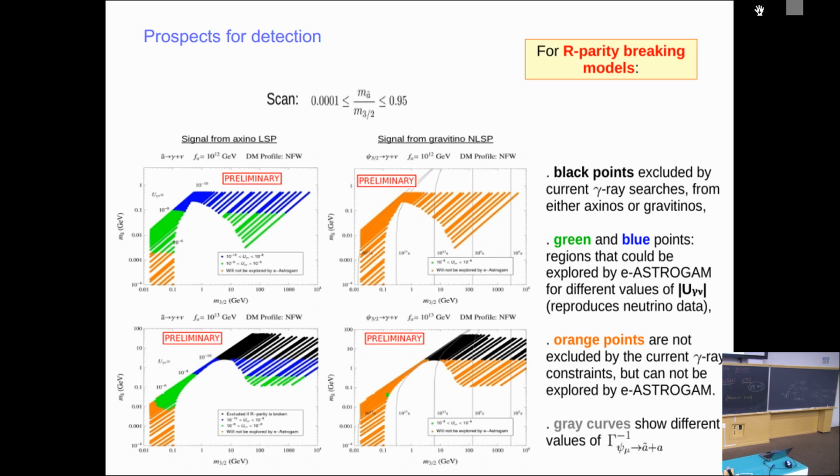Observe where you are going to have a double signal, that is a signal for the gravitino and for the axino, because green and blue are the ones that in principle could be seen by an experiment like this one. And in this case, you cannot see a lot, but there is a small region of the parameter space where you can see a double smoking gun, that is a signal coming from the gravitino and a signal coming from the axino.